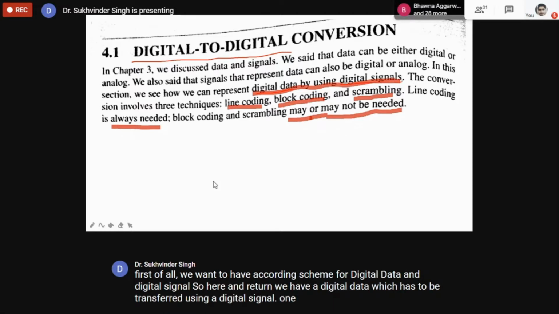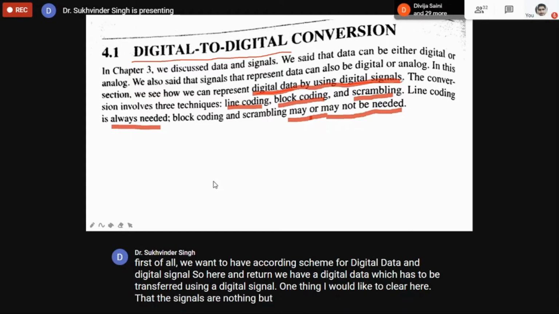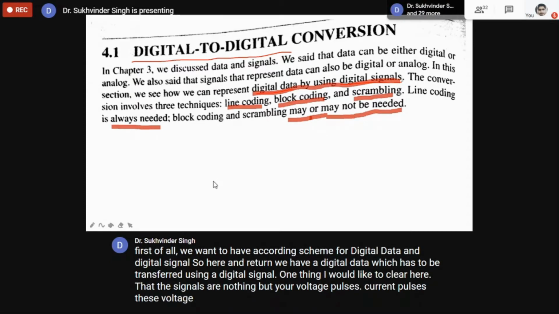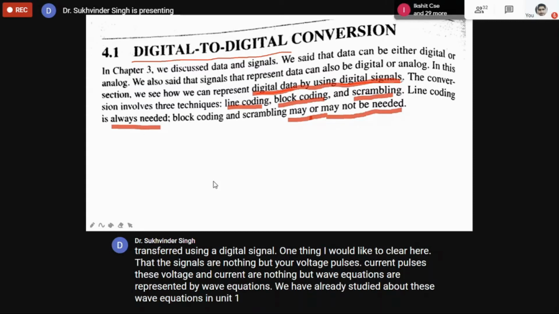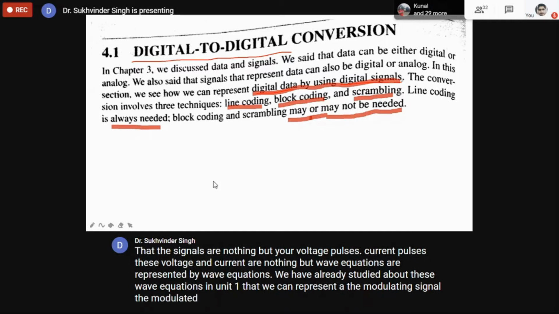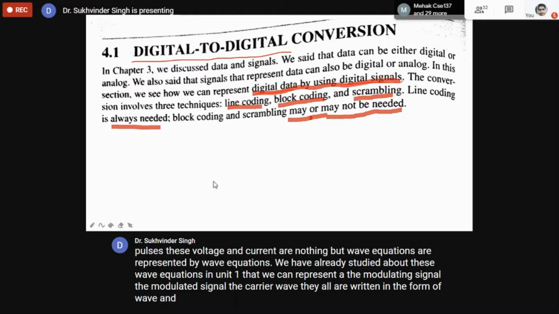One thing I would like to clear here, that these signals are nothing but your voltage pulses, current pulses. These voltage and current are nothing but wave equations, are represented by wave equations. We have already studied about these wave equations in Unit 1, that we can represent the modulating signal, the modulated signal, the carrier wave. They all are written in the form of wave, and they are nothing but the voltage or current variations.